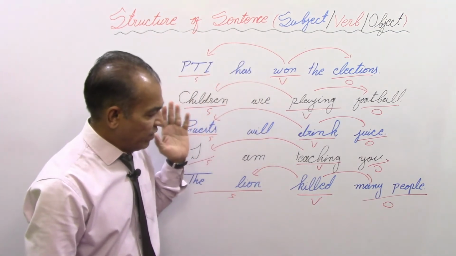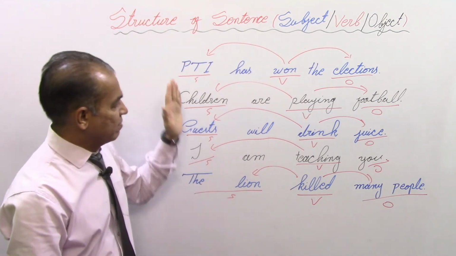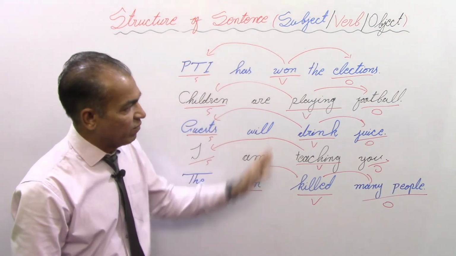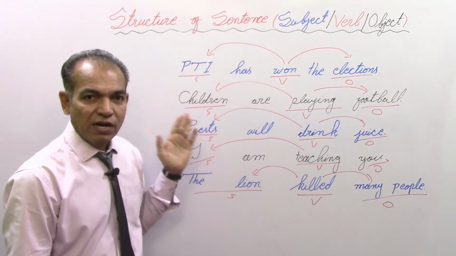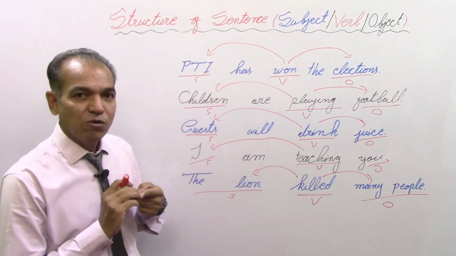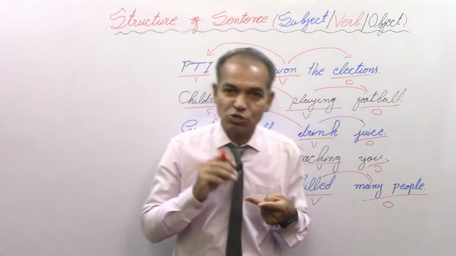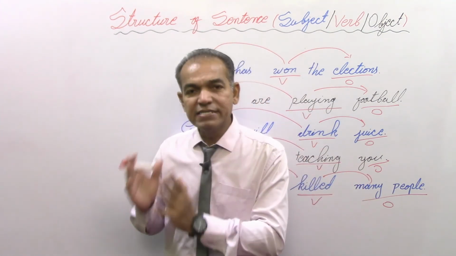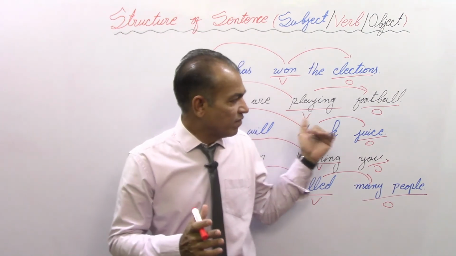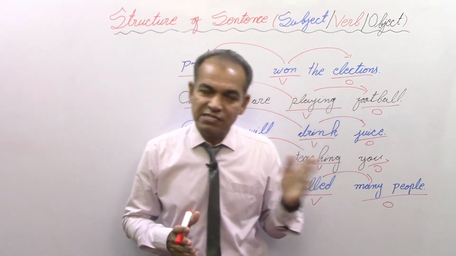So we have understood, I think, what the subject of a sentence is, what the verb of a sentence is, and what the object of a sentence is. These are the three main parts of a sentence. Subject, the person who is being discussed. Verb, the word that shows some action. Object, that which is being affected by that action. So from today's lesson, we have learned these three things.